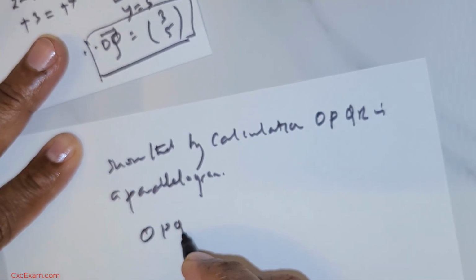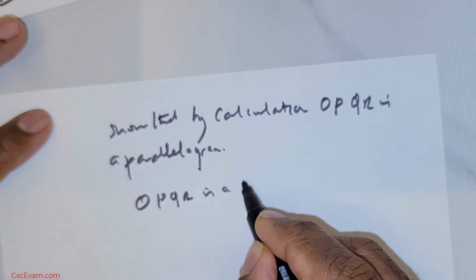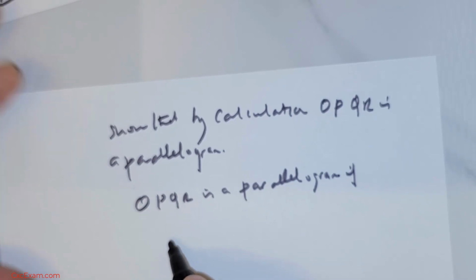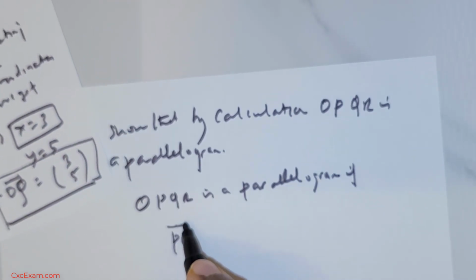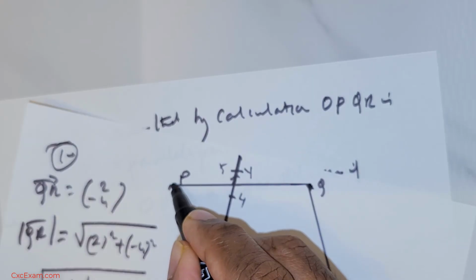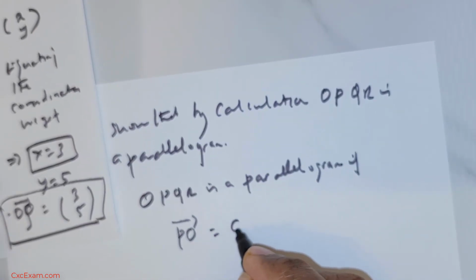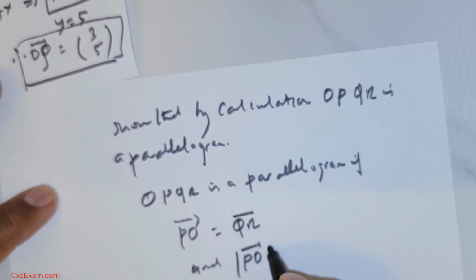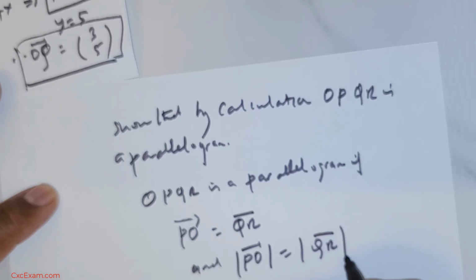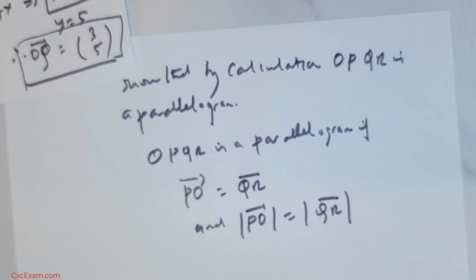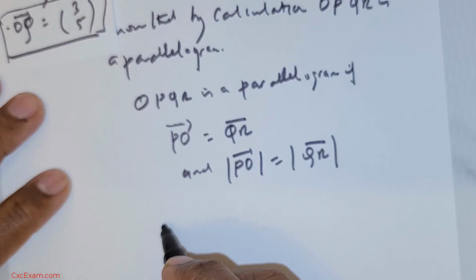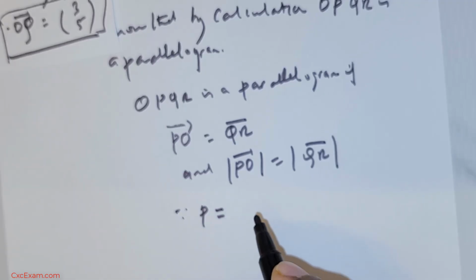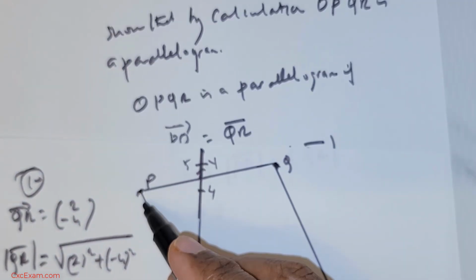I'm going to state that. Okay, OPQR is a parallelogram if vector PO, right, this vector PO is equal to QR and magnitude of PO is equal to magnitude of QR. So this is critical. Okay, now we know OP. Okay, now since the position of P, this is actually (-2, 4).